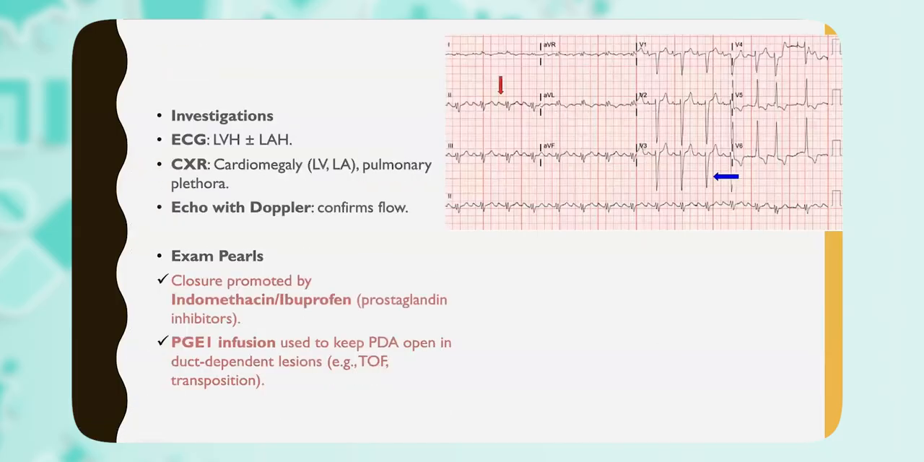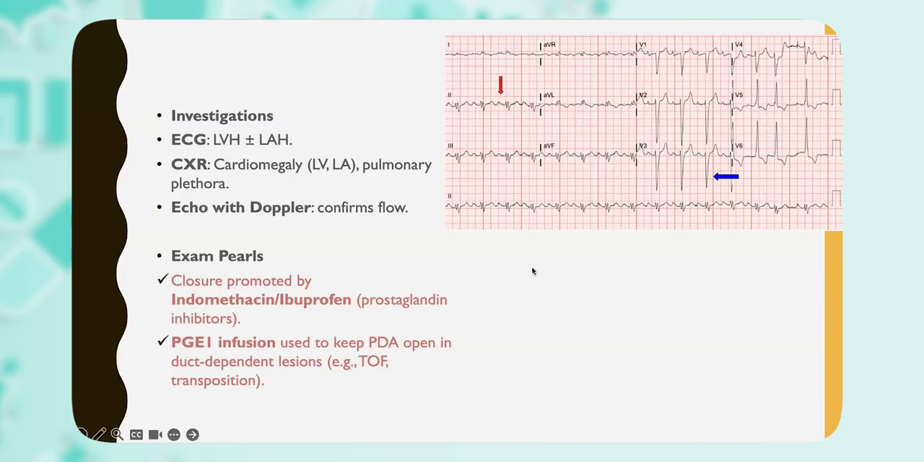Investigation: ECG will show LVH, the left ventricular hypertrophy, and left atrial hypertrophy, because we are bypassing RA and RV, right? The volume overload happens at the aortic level. Aorta to pulmonary artery goes into the pulmonary circulation. All this extra blood is directly coming into the LA and LV. So there is LVH and LAH.